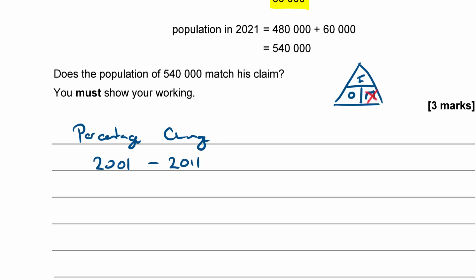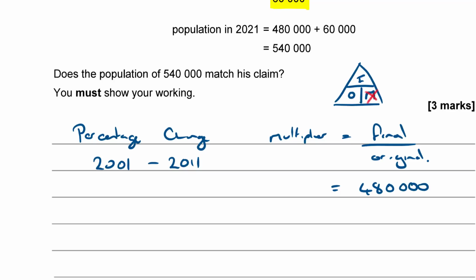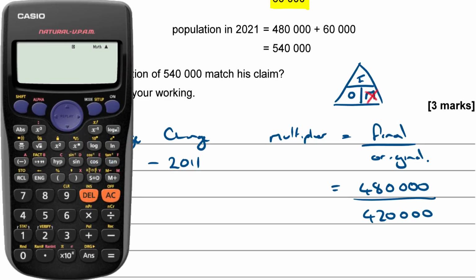So let's write that down as a formula. Multiplier is equal to final over original. Okay, so the final amount was 480,000. That's the amount in 2011, and in 2001 the original was 420,000. So tapping that into a calculator, 480,000 divided by 420,000. That's 8/7. That's not very helpful.